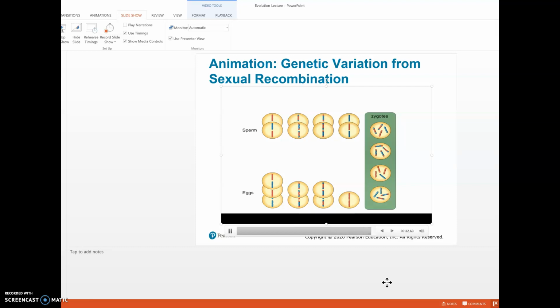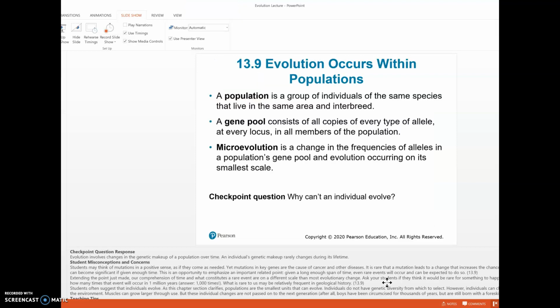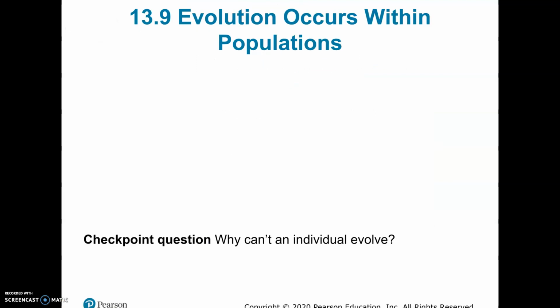All right, so that kind of gives you the idea of how you've got crossing over, you've got independent assortment, and then you've got fertilization. And technically, you could have 1 million children, and every single one of them would be different than every other one. Now, they might look similar, they may have some traits in common, but in other ways, they could be completely different from each other. Okay, moving on.